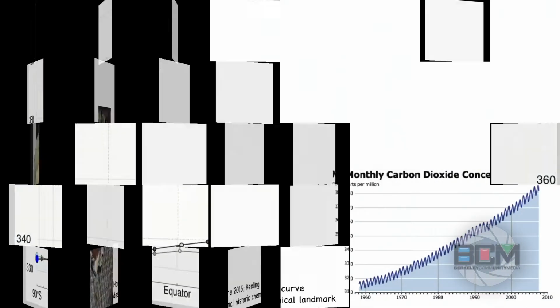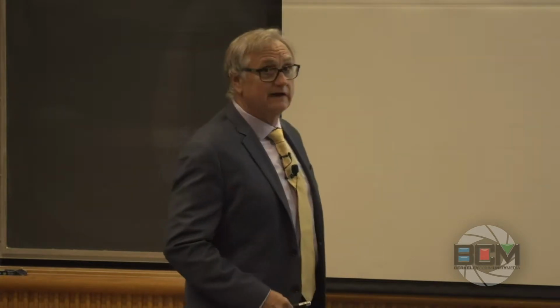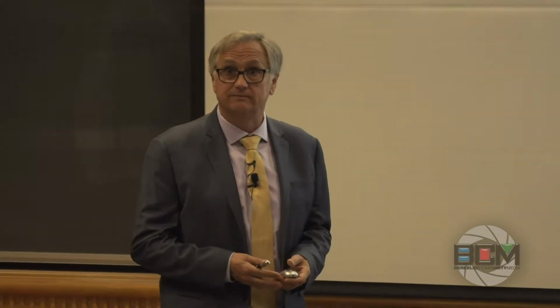Okay, so why is this going up? This curve, which began on the island of Hawaii, is due largely to Dave Keeling, who died just a couple of years ago. This curve is so important it was given a name. It's called the Keeling Curve after Dave Keeling. And the hypothesis is as follows. The reason CO2 is going up is because humans are burning stuff.